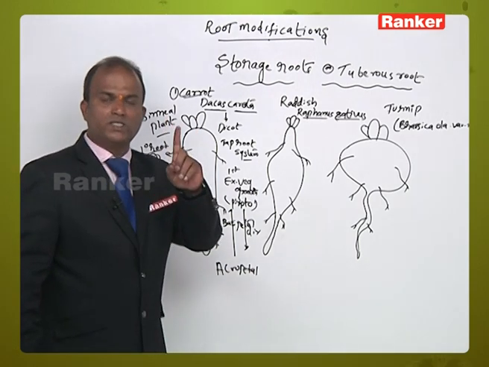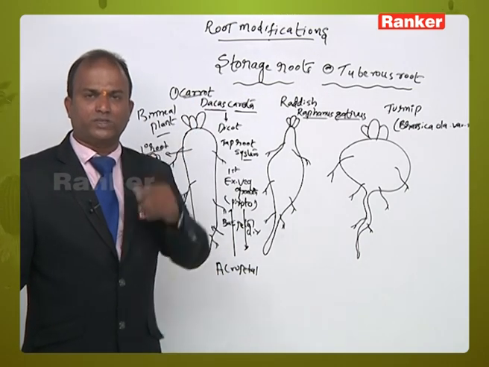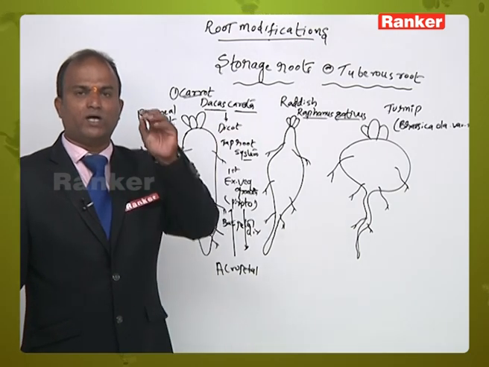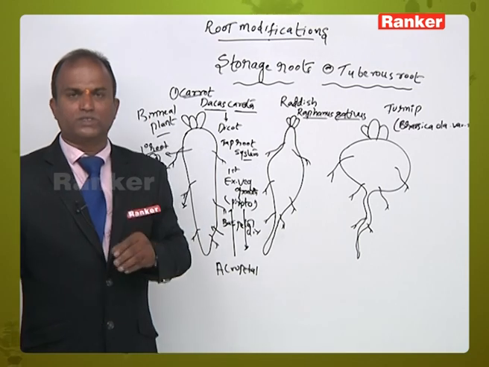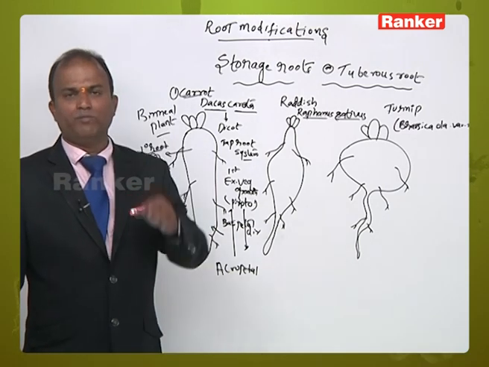Is one carrot plant equal to one carrot, or two carrots, or three carrots? One carrot plant is equal to one carrot. Why? Because as it shows a taproot system, as it shows primary root and taproot, it stores only food materials.